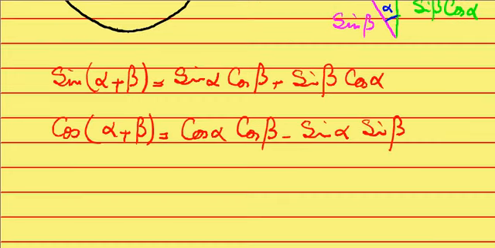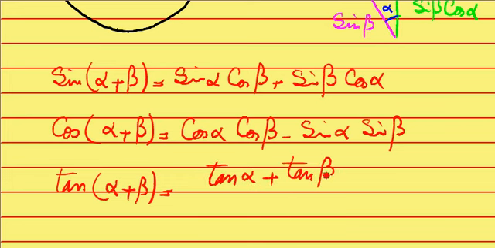And then there is another one for tangent. I just write it. It's obtained by taking the ratio of these two. Tangent of alpha plus beta, ratio of that one to this. We go ahead and divide everybody by cosine of alpha cosine beta, and we end up with the following formula. Tangent of alpha plus tangent of beta over 1 minus tangent of alpha tangent of beta.